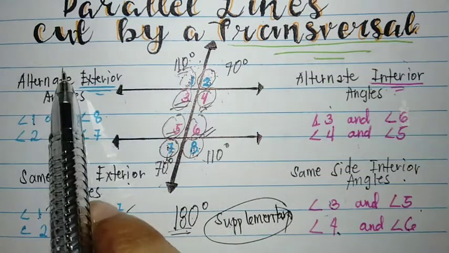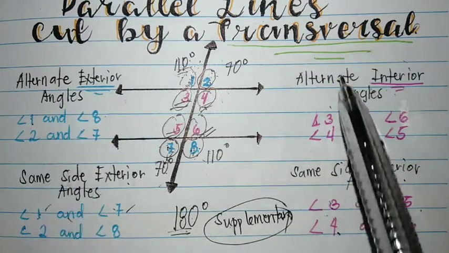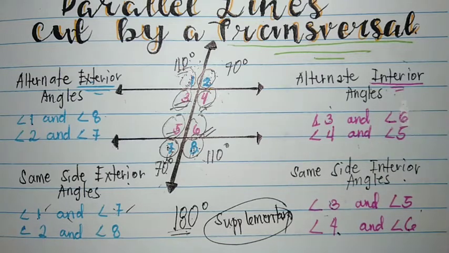Kasi di ba yung alternate exterior angles natin and alternate interior angles are congruent. Yung dalawang angles nila or yung pairs of angles, congruent sila. Okay? Huwag nyo kalilimutan. Ayan.